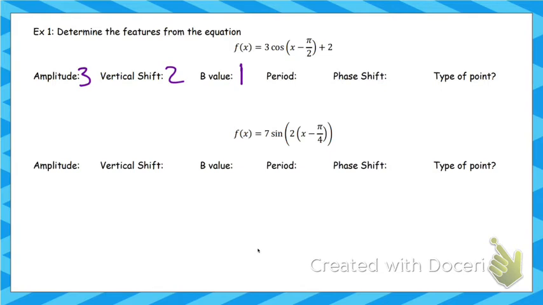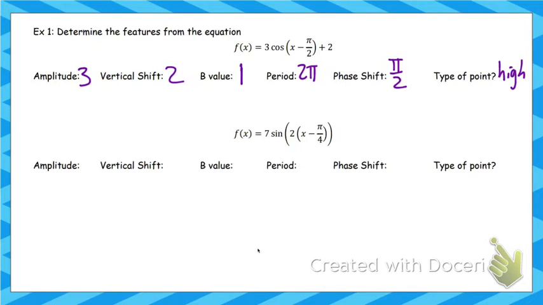The period is 2 pi divided by B. So this is 2 pi divided by 1, so the period is 2 pi. The phase shift is what we've added or subtracted, so we've gone right, pi over 2. And then because this is a cosine graph, that phase shift is going to be a high point.